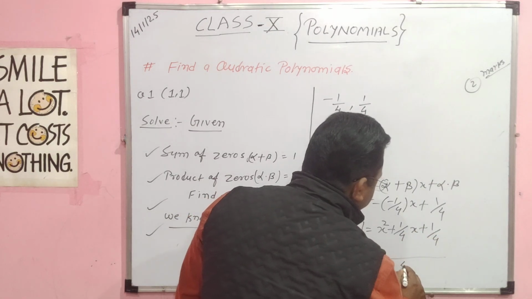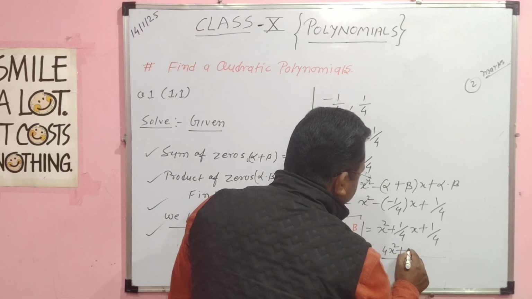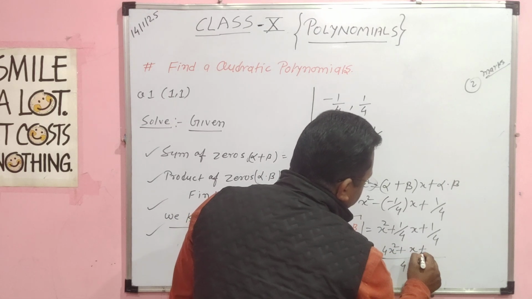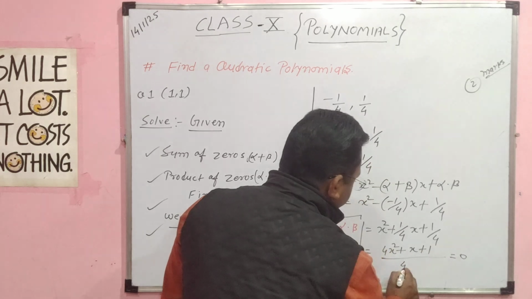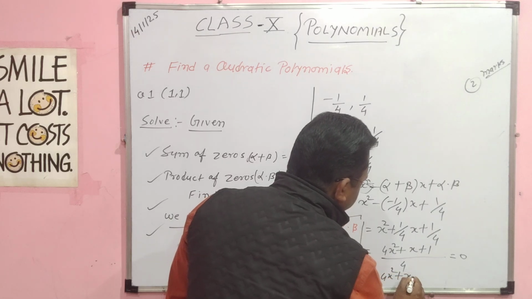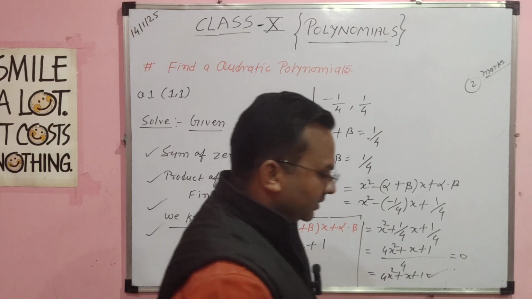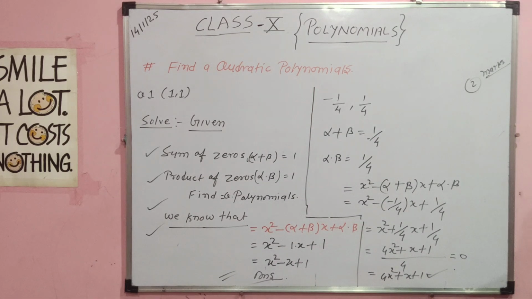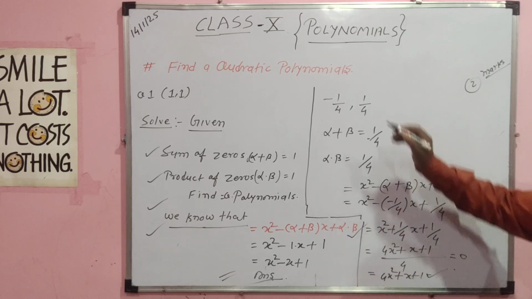4 is the LCM. Okay, so 4x square plus x plus 1 will be equal to zero, so it transfers, and you get 4x square plus x plus 1 as the answer. Clear? Yes and no? Easy or tough? Very easy. So with the help of this type of concept, we can find quadratic polynomials.